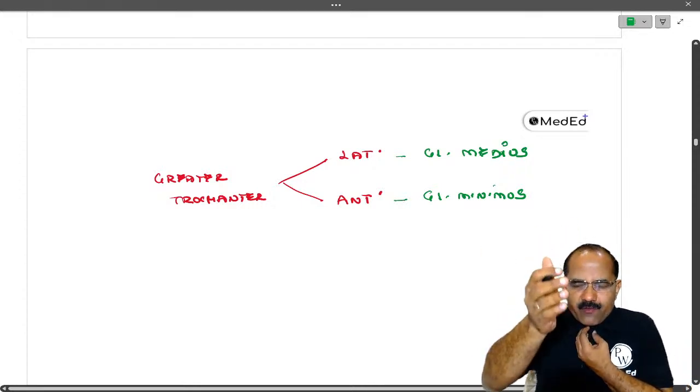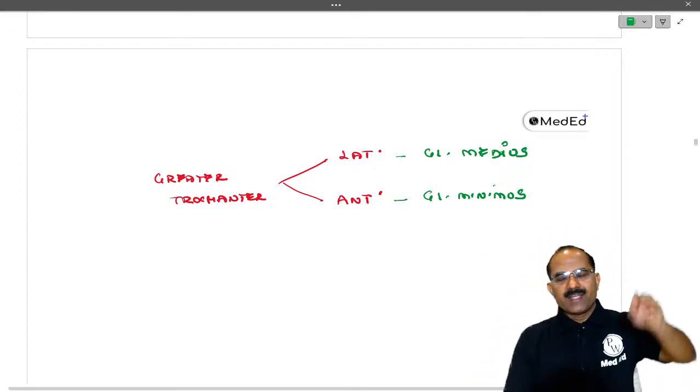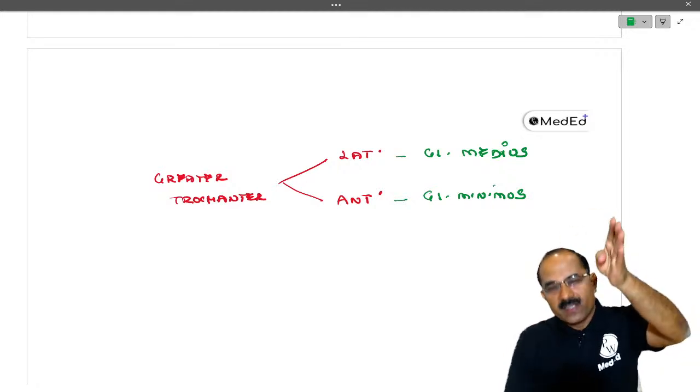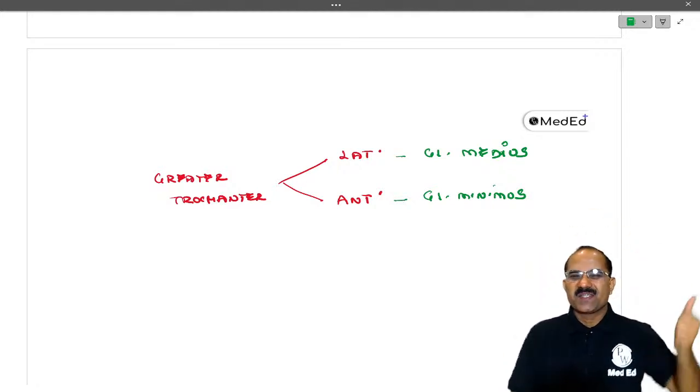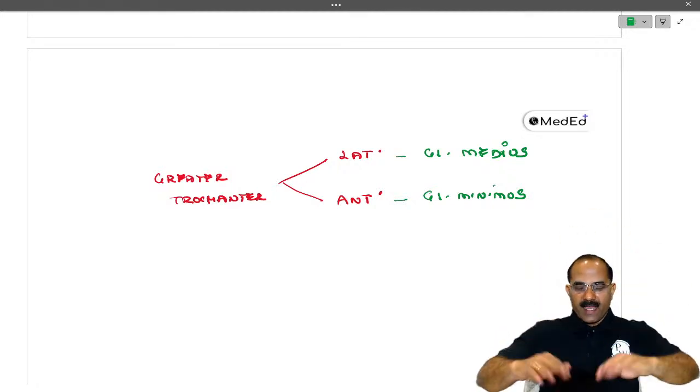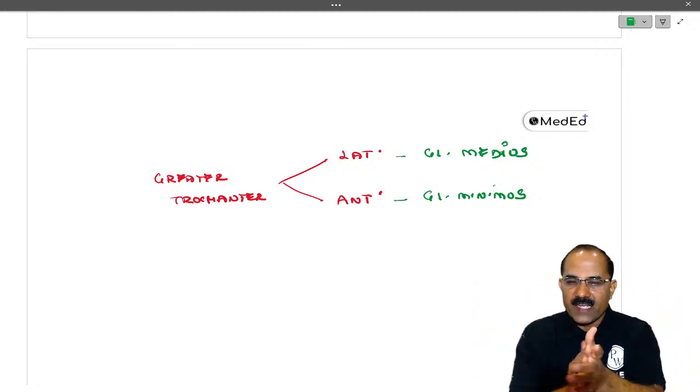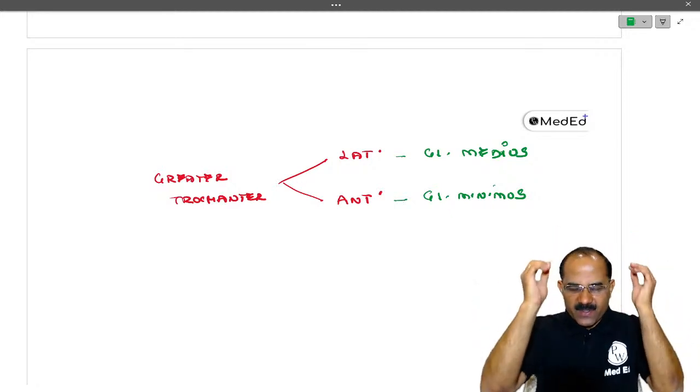That's a very, very, very important MCQ. Structure attached to the lateral aspect of the greater trochanter: your answer is gluteus medius. Structure attached to the anterior aspect of the greater trochanter: your answer is gluteus minimus.